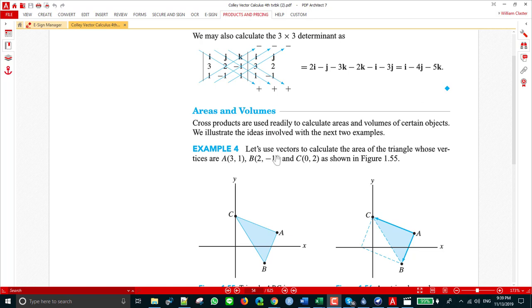So here we're going to use vectors to calculate the area of a triangle whose vertices are A, B, and C. So I guess A, B, and C are located here. We want to find the area of this triangle. So that might be hard to do, but we're going to do it fairly easily.